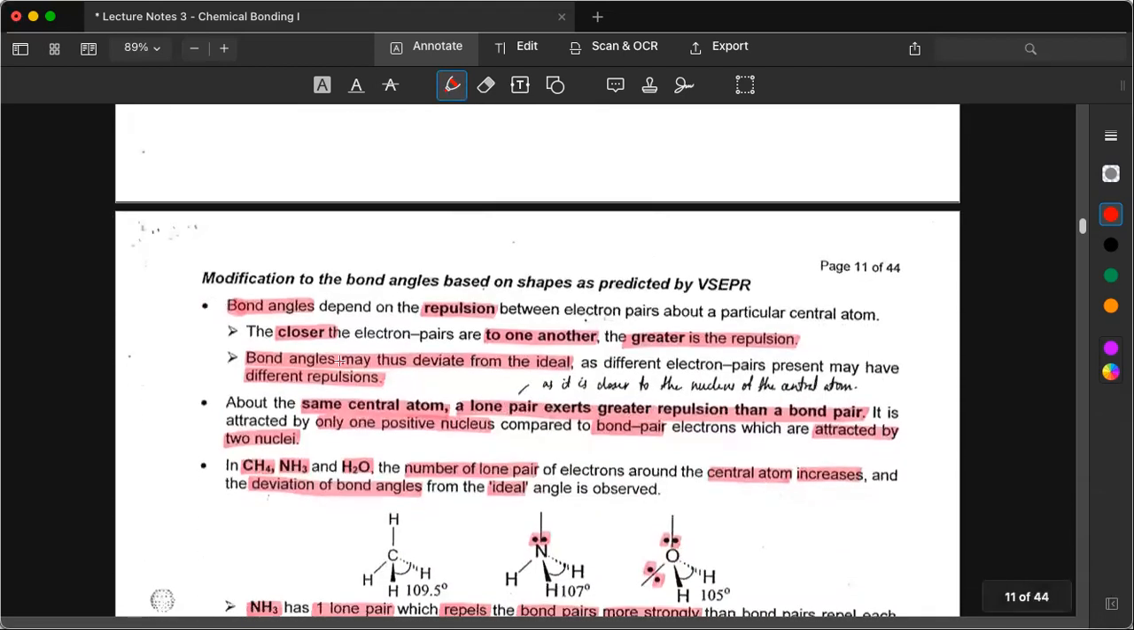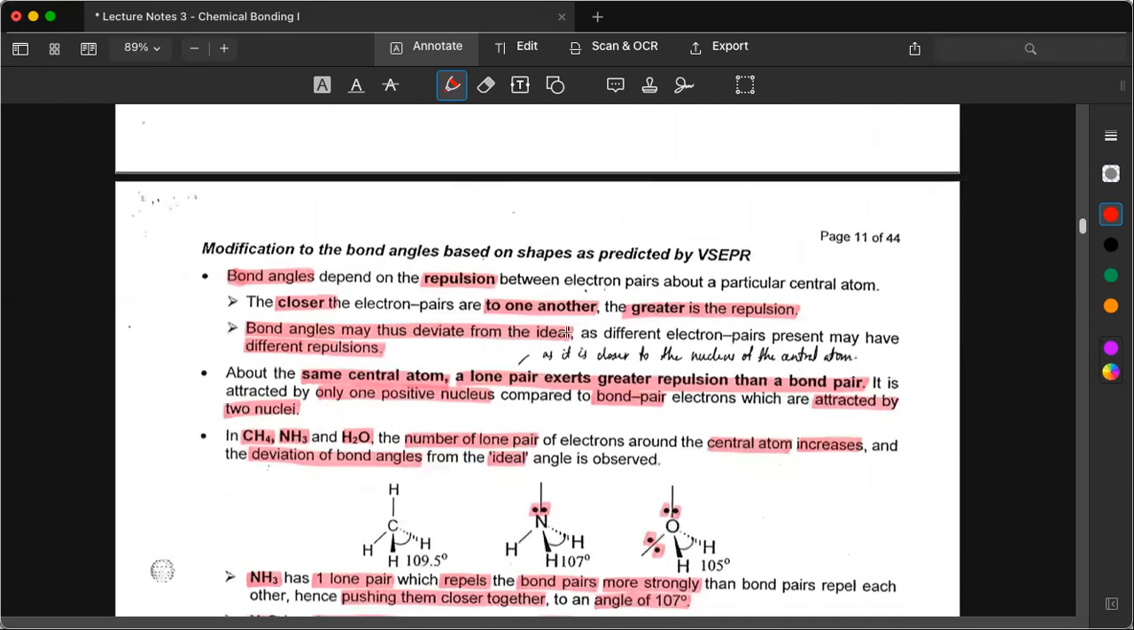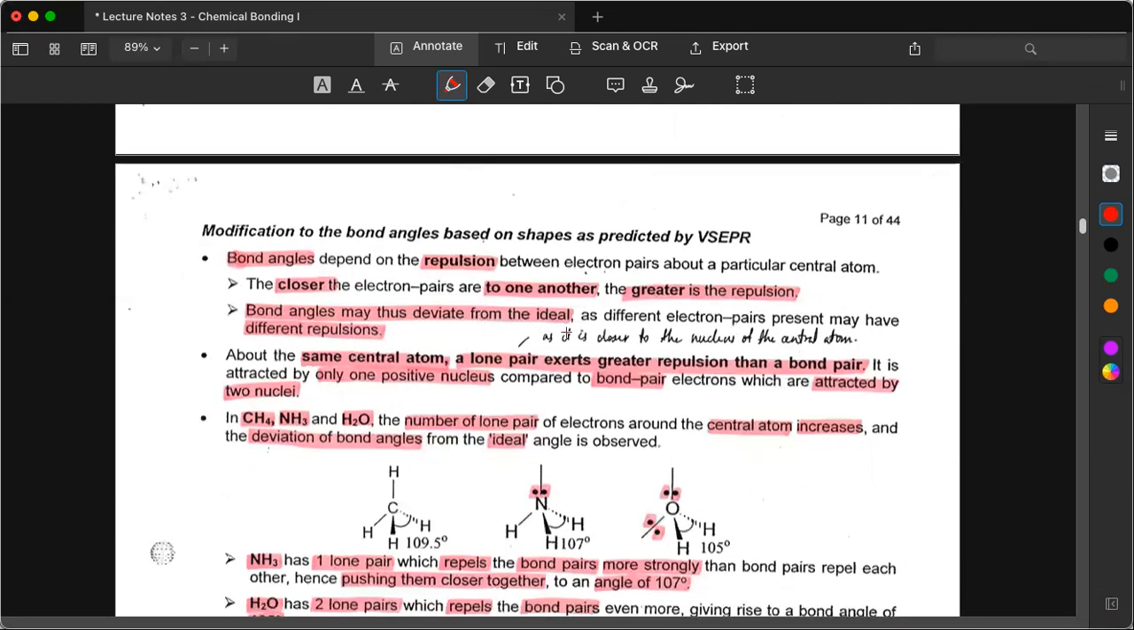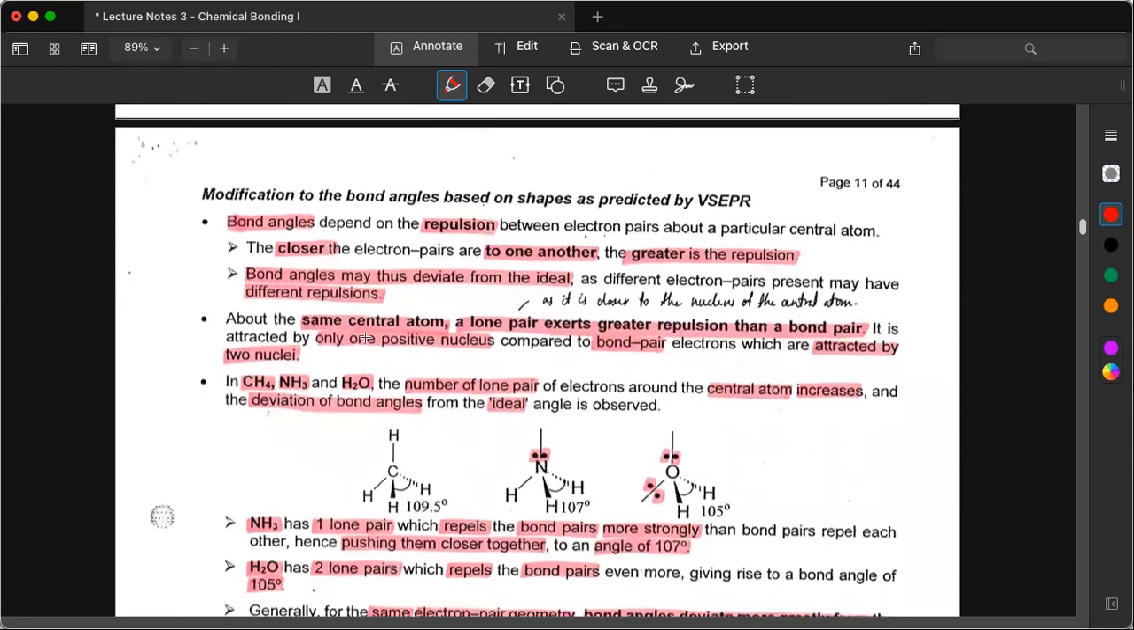Now, the bond angle really depends on the repulsion between the electron pairs around the particular central atom. So the closer the electron pairs are to each other, the greater is the repulsion. Bond angles may hence deviate from the ideal, as different electron pairs present may have different repulsions. So about the same central atom, the lone pair exerts greater repulsion than a bond pair. It is affected by only one positive nucleus compared to bond pair electrons, which are attracted by two nuclei.